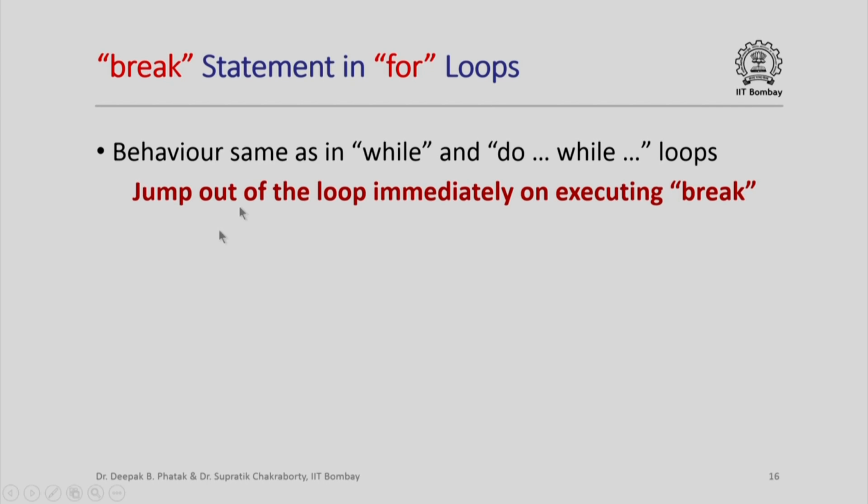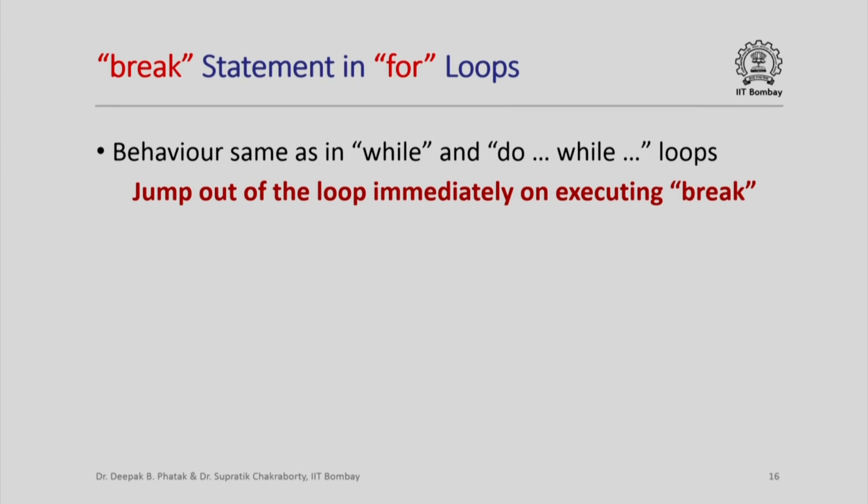Now, just like in while loops, we can also have break statement in for loops, and the behavior is exactly the same as in while and do while loops. What is this behavior? That we must jump out of the loop immediately on executing break without executing any further instructions inside the loop.